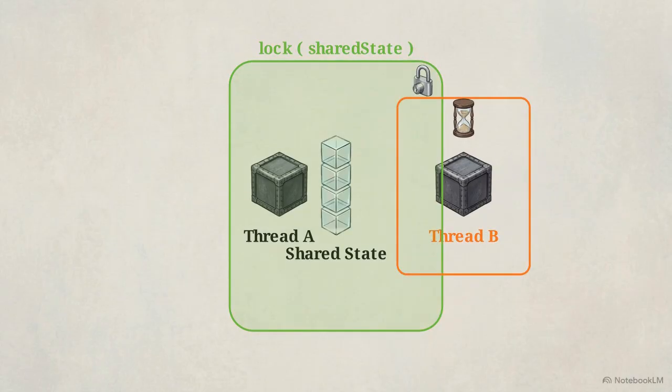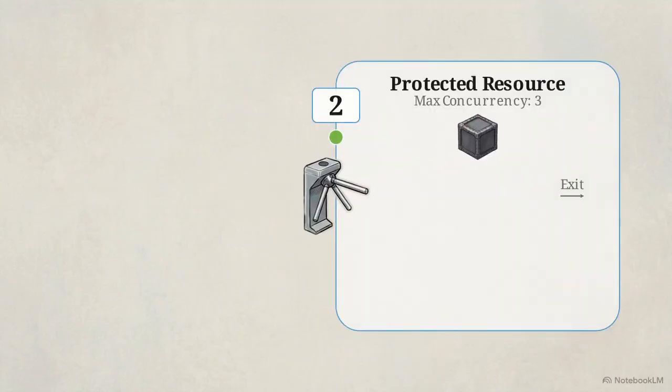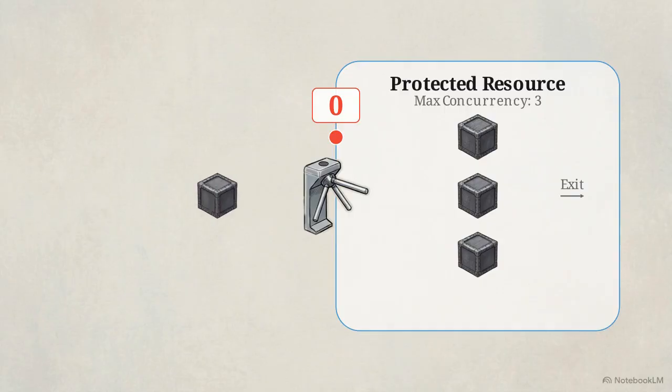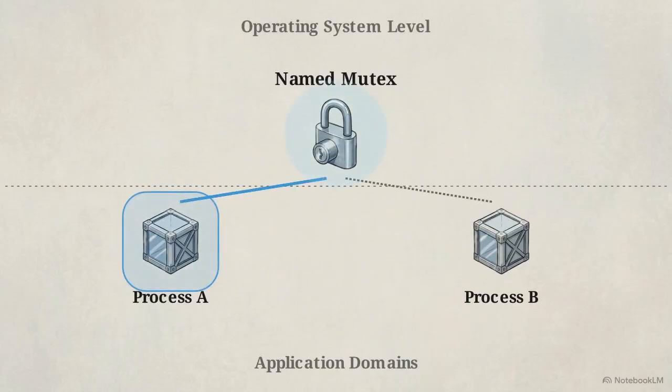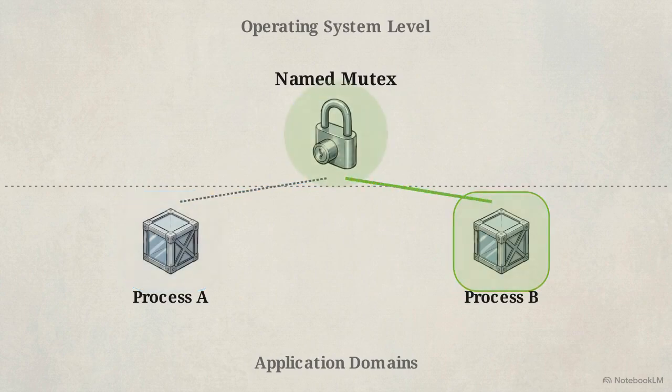at the boundary. A semaphore manages capacity rather than strict exclusion. In this configuration, the gate allows 3 threads to enter the boundary. A 4th thread must wait until one of the internal threads exits. While locks are limited to a single process, a mutex can bridge entirely separate .NET applications by using a global lock managed at the operating system level.